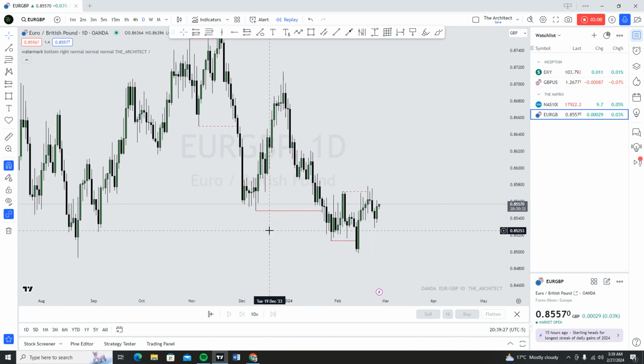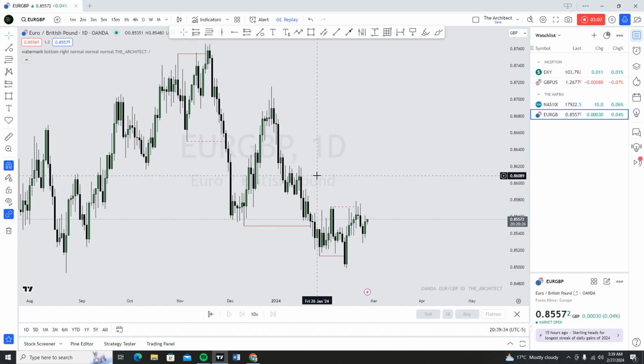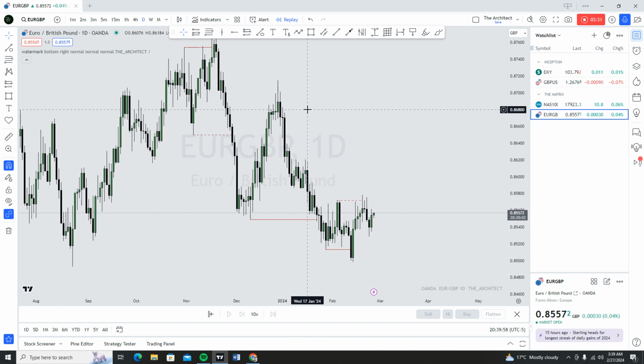With that being said, it is very important to understand that the market moves from external liquidity to internal liquidity. This is what I mean by that. This low over here is regarded as external liquidity. The moment we break through it, we take all of the liquidity below this low. After that, the draw is internal liquidity, being all these fair value gaps and the order blocks.